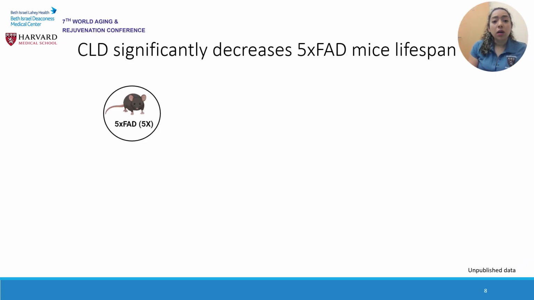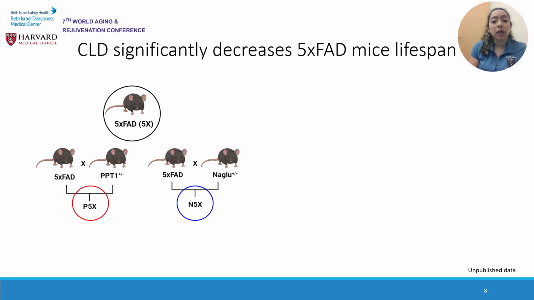To test this, we crossed the 5XFAD, which is an Alzheimer's disease mouse model, with two different lysosomal enzyme deficient mouse models. One had 50% less expression of PPT1, which is involved in lipid metabolism, and we call it P5X. The other group had 50% less expression of NAGLU, which is involved in carbohydrate metabolism, which we call N5X. Both proteins are lysosomal enzymes.